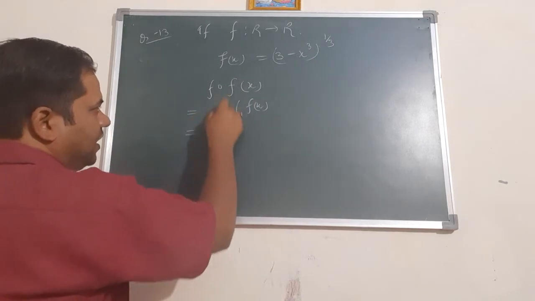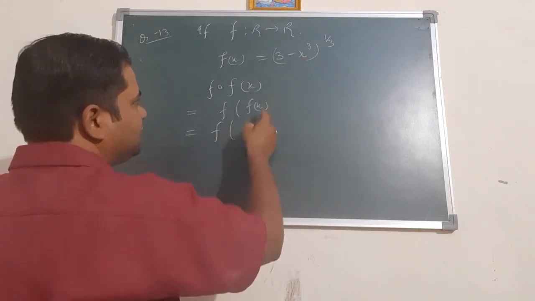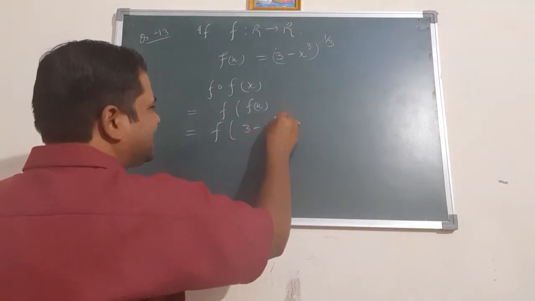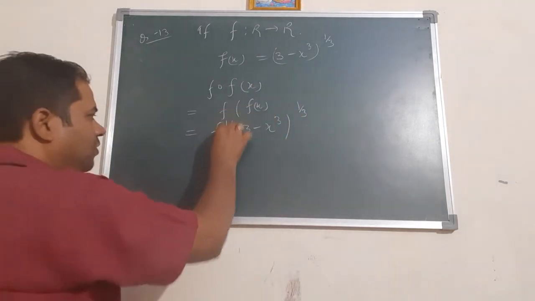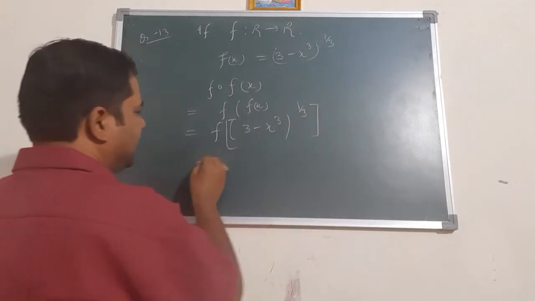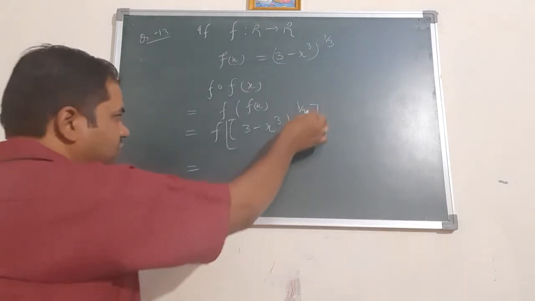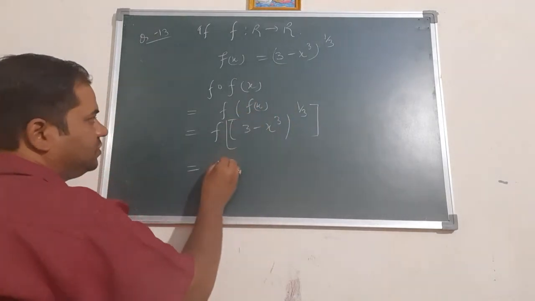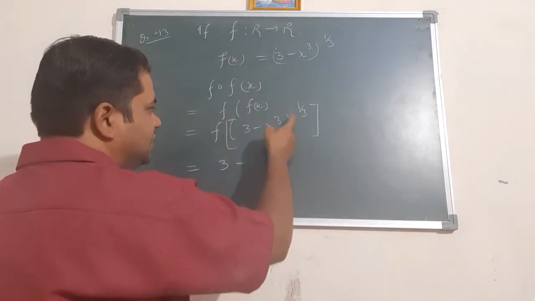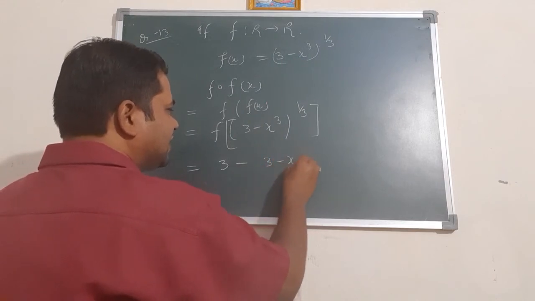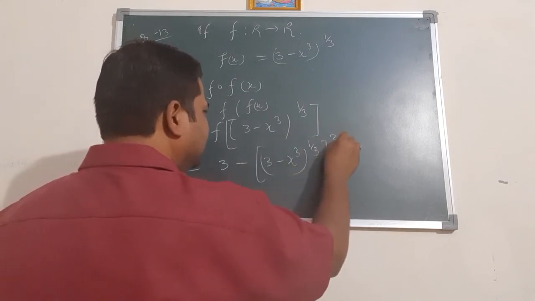So f composition f of x, this is f of f(x). So f(x), simply f(x) is what we can write here, (3 - x cubed) whole to the power 1/3. Now f(x) is what, (3 - x cubed) whole to the power 1/3. So at the place of x, this is there. So 3 minus x cubed, x cubed means this is x. So 3 minus ((3 - x cubed) whole to the power 1/3) whole to the power 3.